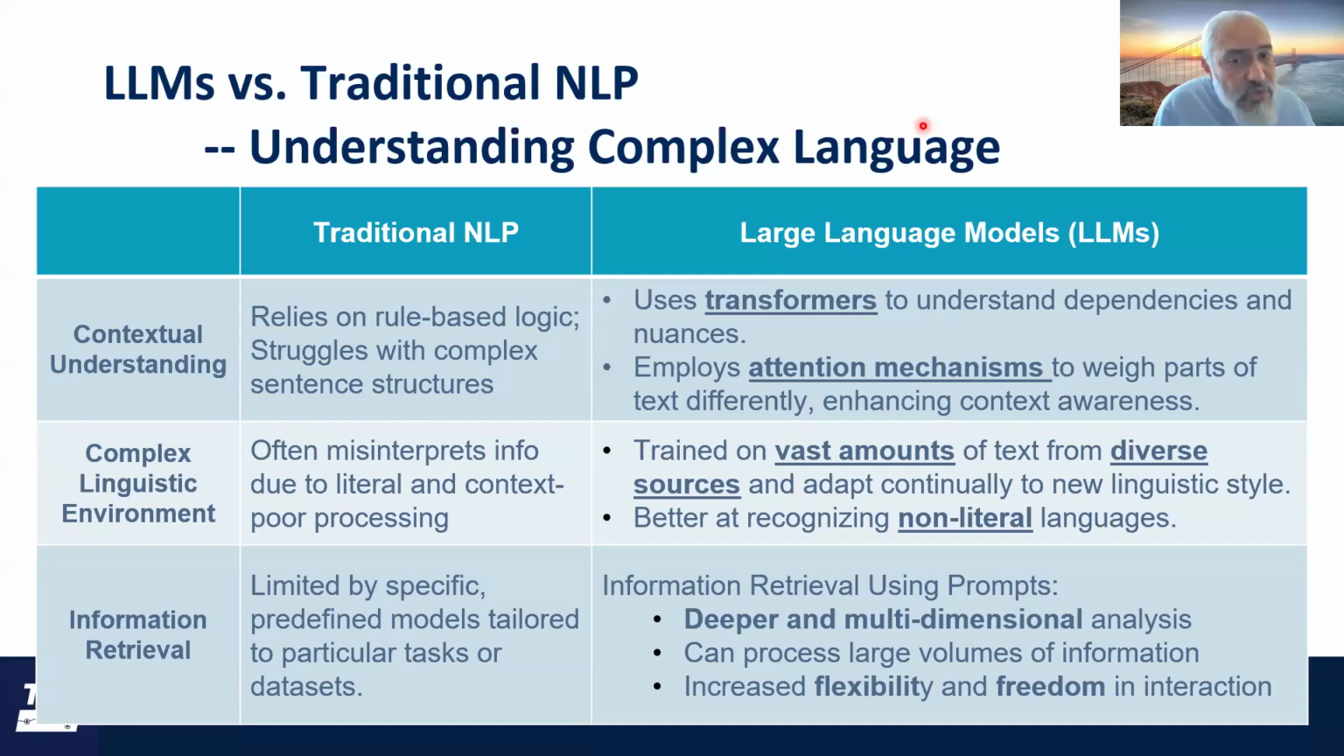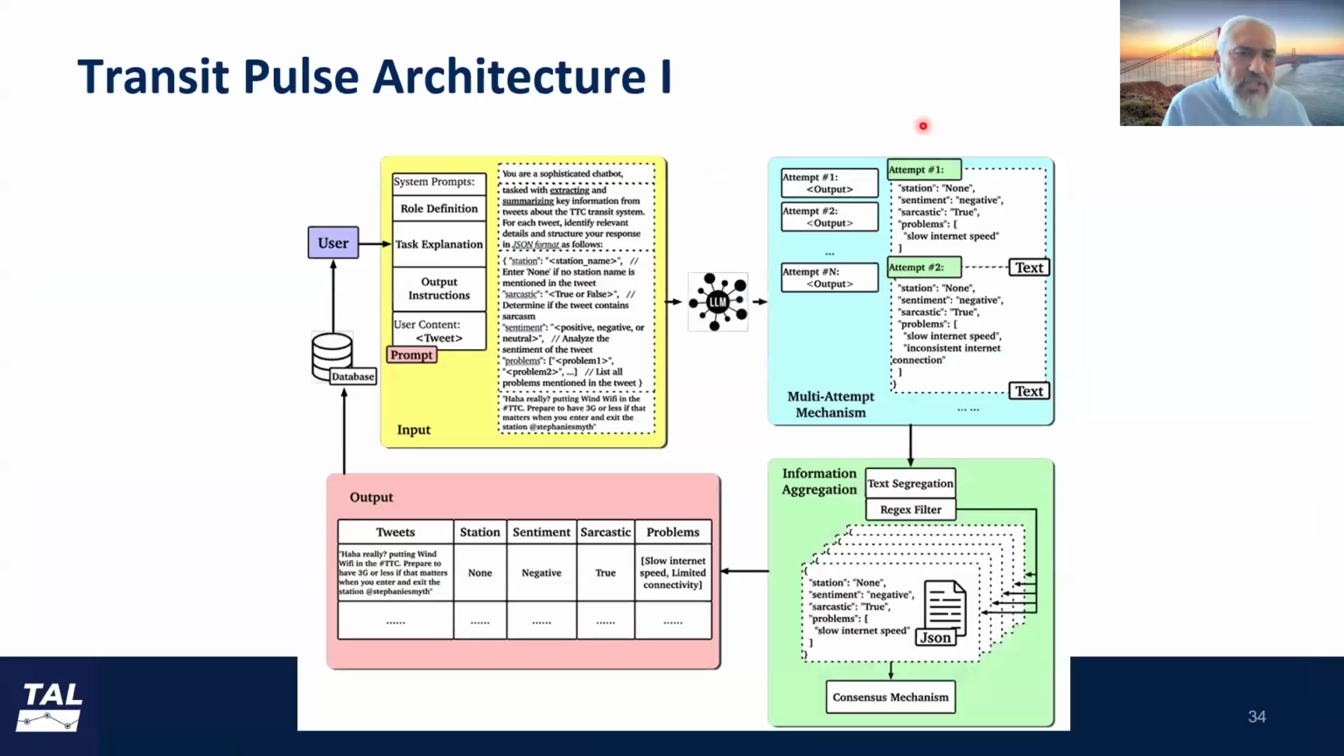Especially, it actually does a very good job with sarcasm. And tweets, social media content has a lot of slang in it. And when people really offer their opinions about public transit, NLP really, as I said, has a hard time differentiating between what's positive and what's not. So we developed this Transit Pulse. Essentially, it is really a large language model.